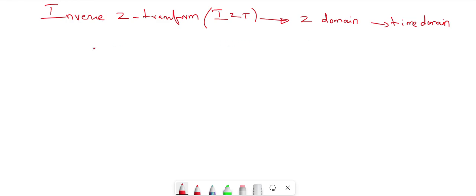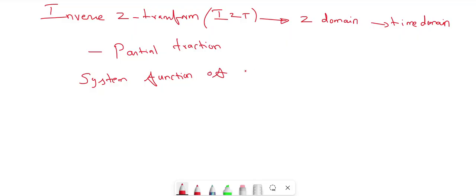You can do that by the partial fraction method, the power series method. There are different methods; we will see the partial fraction method. Before that, the system function. You know the system function of an LTI system. So this is an LTI system.